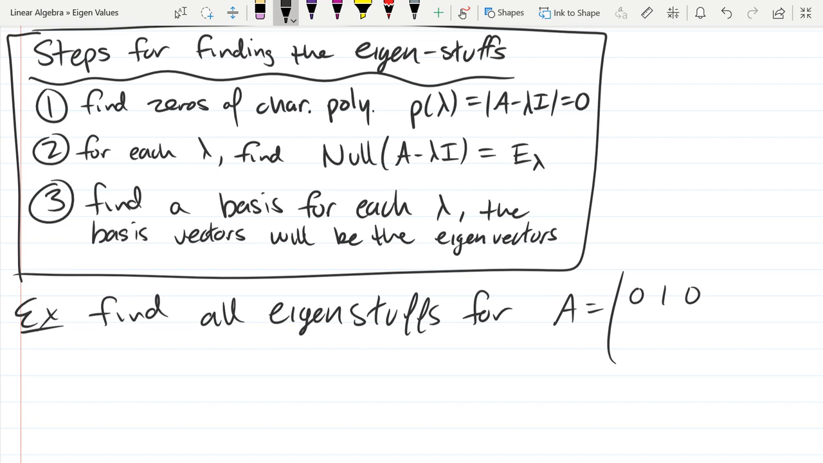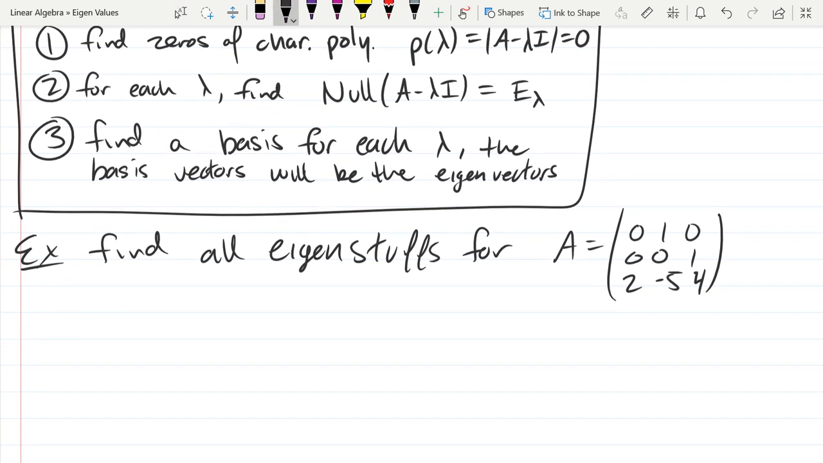Take an easy vector, 0, 1, 0, 0, 0, 1. Easy meaning there's lots of zeros. 2, negative 5, 4. All right, step 1. We want to find A minus lambda I. So we'll find this factor first, then take the determinant and set it equal to 0.